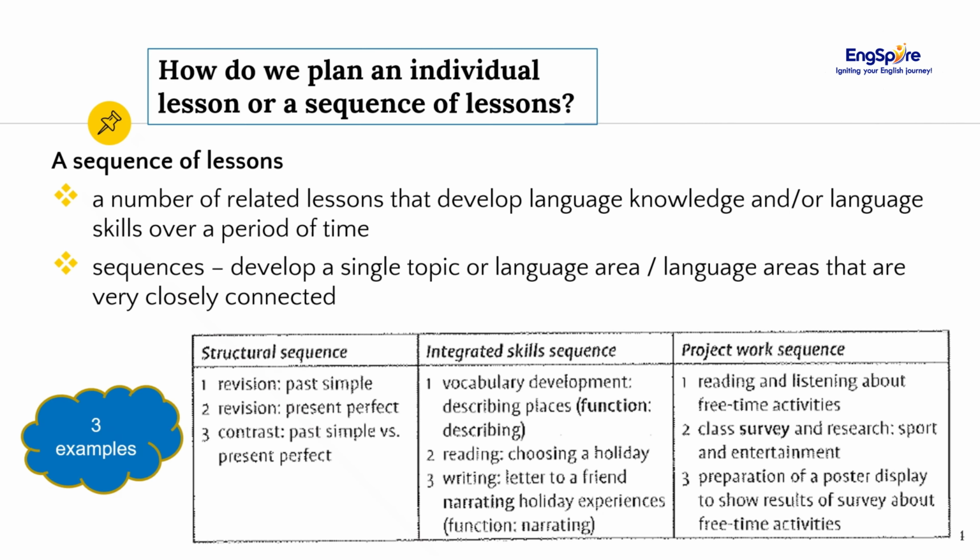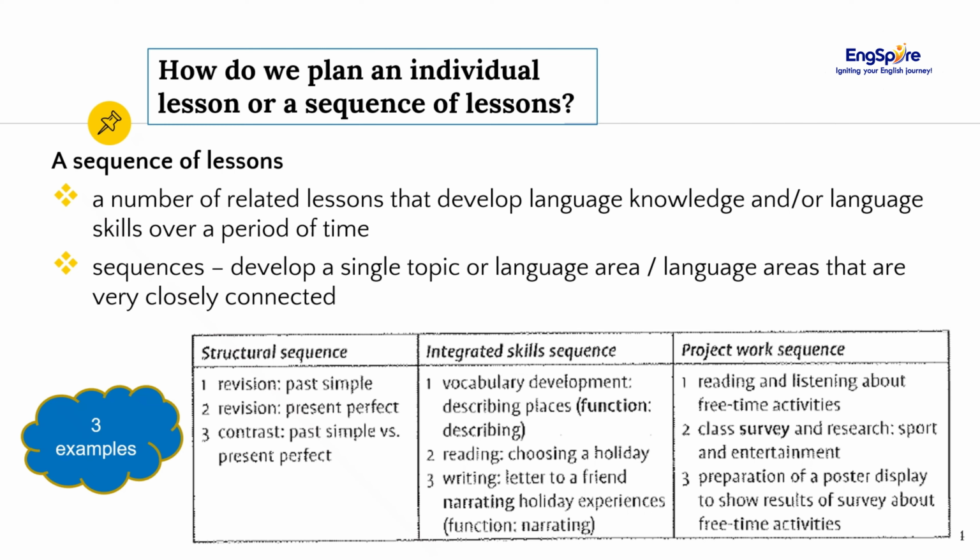Look at the three examples on this slide. The first example is a structural sequence. Here, the lessons are organized around grammar. For example, learners first revise the past simple, then revise the present perfect, and finally compare the two tenses. Each lesson builds on the previous one.